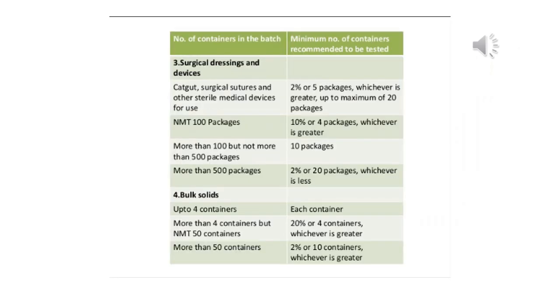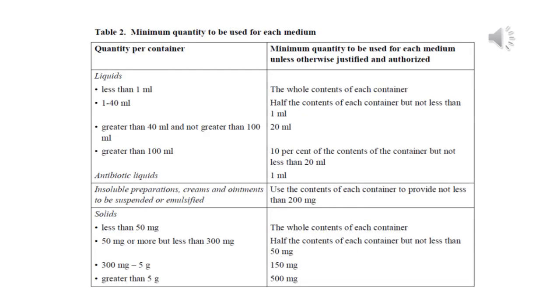Likewise, you have selection of number of containers for surgical dressings and devices and even for bulk solids. This selection, I repeat, is according to IP. Okay. Now we have selected the number of containers. So for example, if we have a batch size less than 100 containers, suppose we are selecting 10 containers out of that 100 batch.